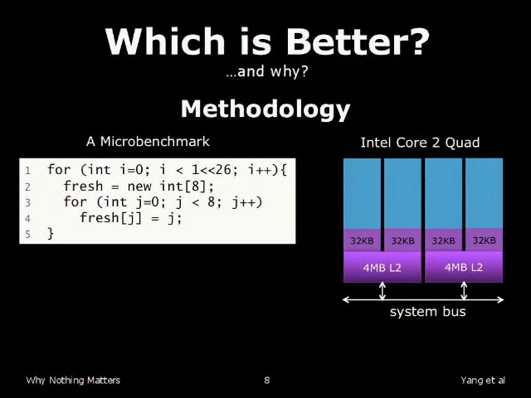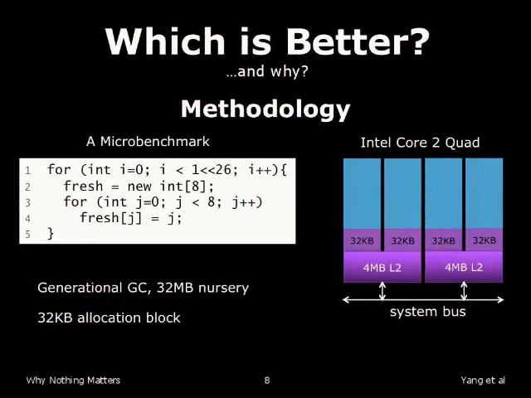We analyzed this micro benchmark on top of an Intel Core 2. Some guy asked why you choose such an old machine. The idea is that you have a front side bus, which gives you a chance to break down all of the transactions. You should understand the problem deeply. We got the general efficiency, with a 32 megabyte nursery and 32 KB allocation block.